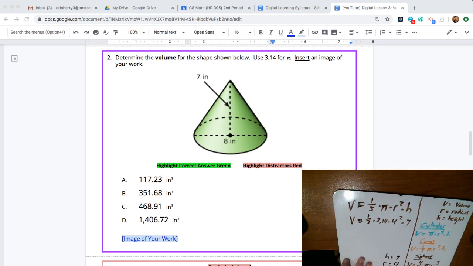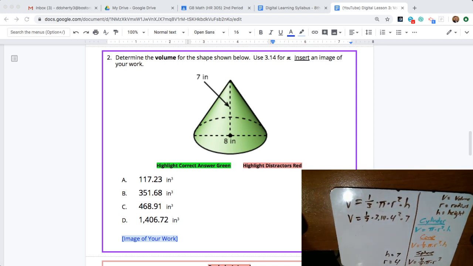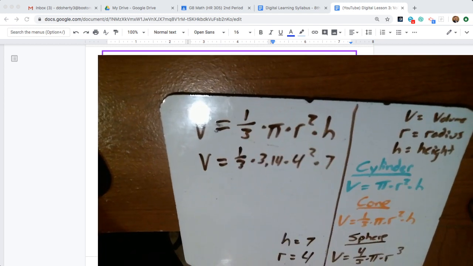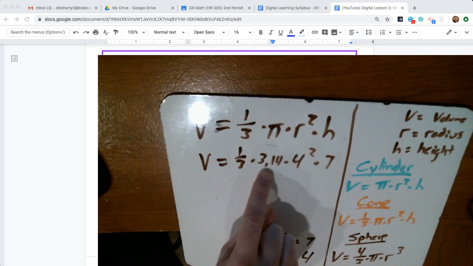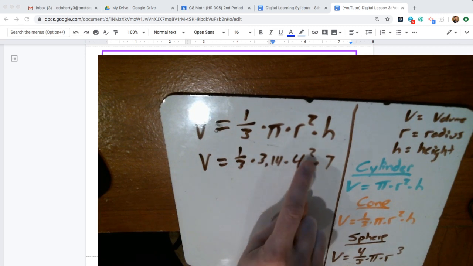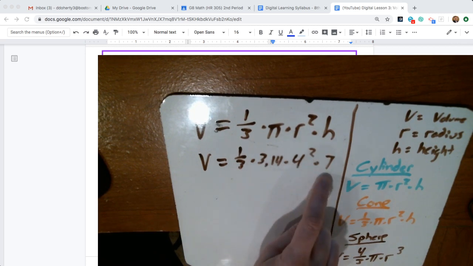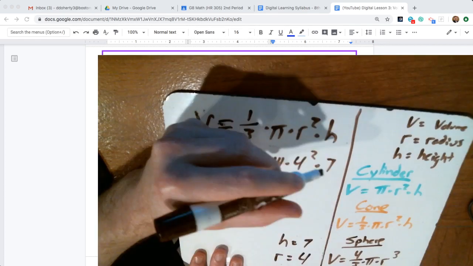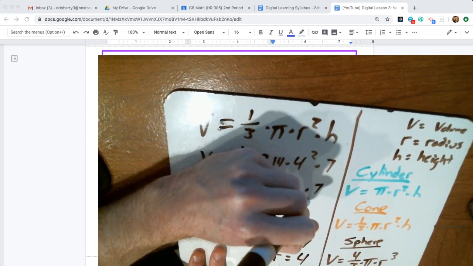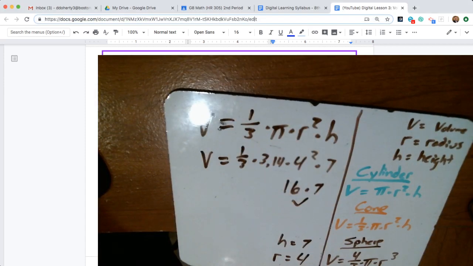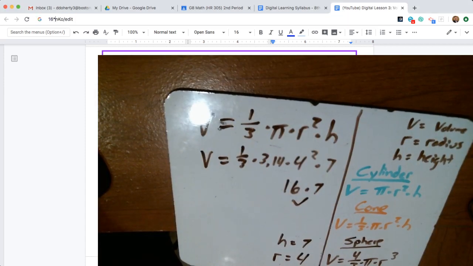At that point, we just need to do the math out. I'm going to make the whiteboard a little bit larger as we work out the volume of this cone. We had 1/3 times pi times radius squared, and the radius was 4, times a height of 7. So if I do 4 squared, that's 16, and 16 times 7 gives us 112. So we have 112.